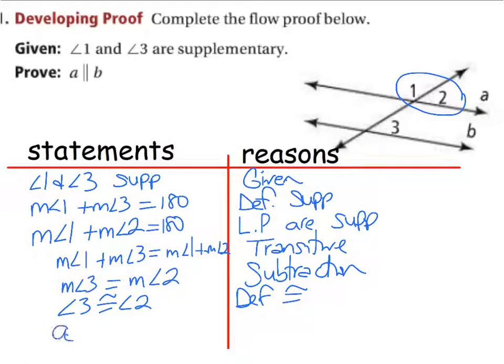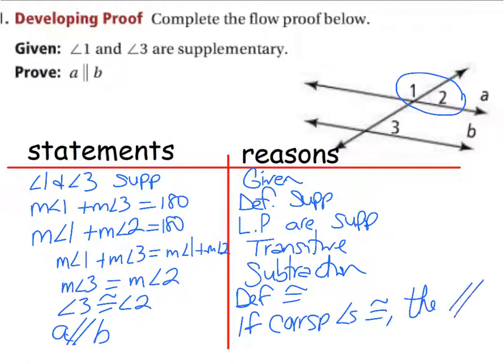I think line A would be parallel to line B. And my reason is my new theorem. Now yesterday everything was if parallel lines cut by a transversal. That's not my if. If corresponding angles are congruent, then the lines are parallel. That's how I follow it up. That's my then statement now. I switch it around. It's the converse.